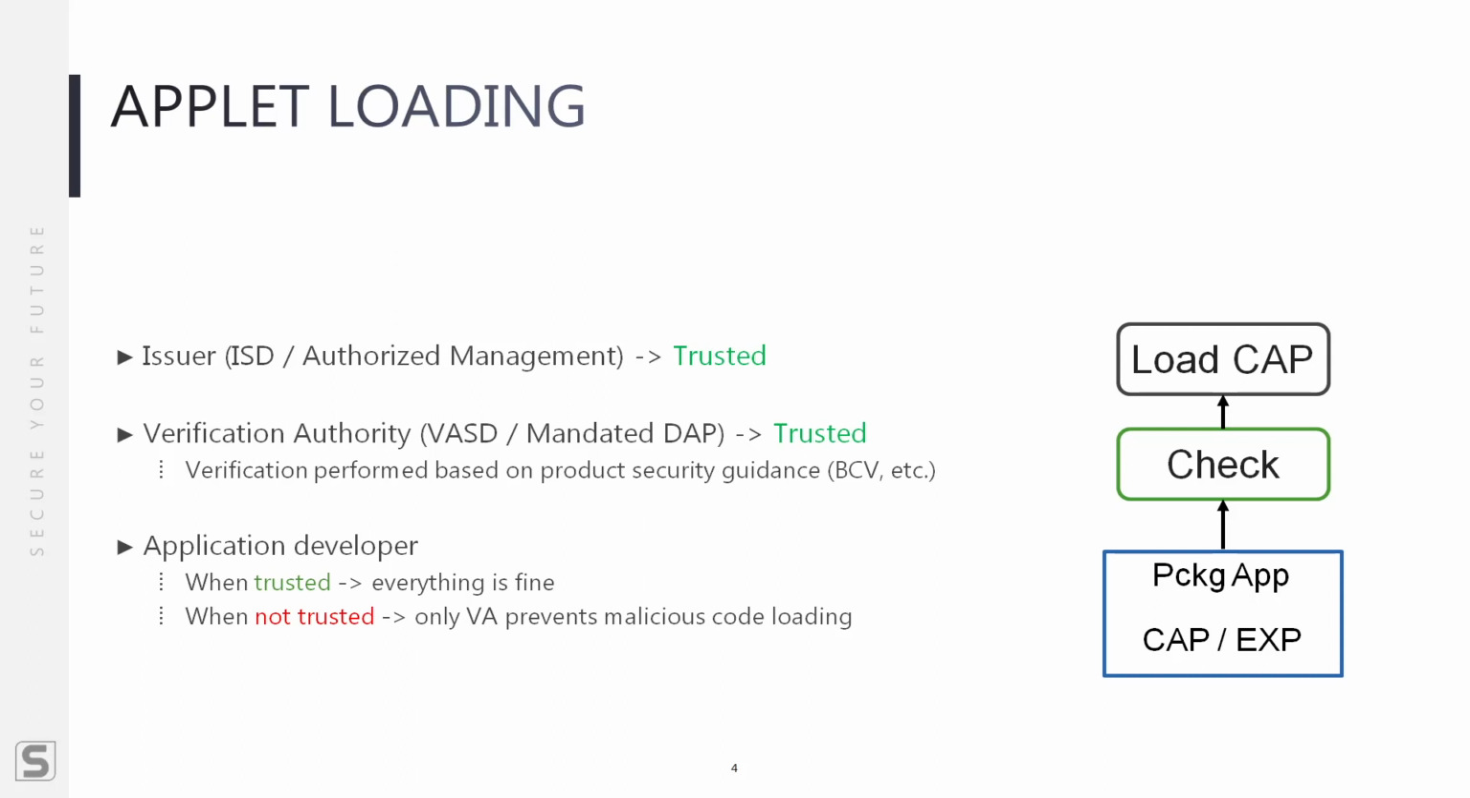The application developer provides to the verification authority the cap file and the export file of its application. The cap file is the main file that contains the application code in a compiled format. Only the cap file is loaded onto the smart card. The export file contains public data on the application, and this file is used by the BCV when performing its checks, and by the converter when a package imports another package.